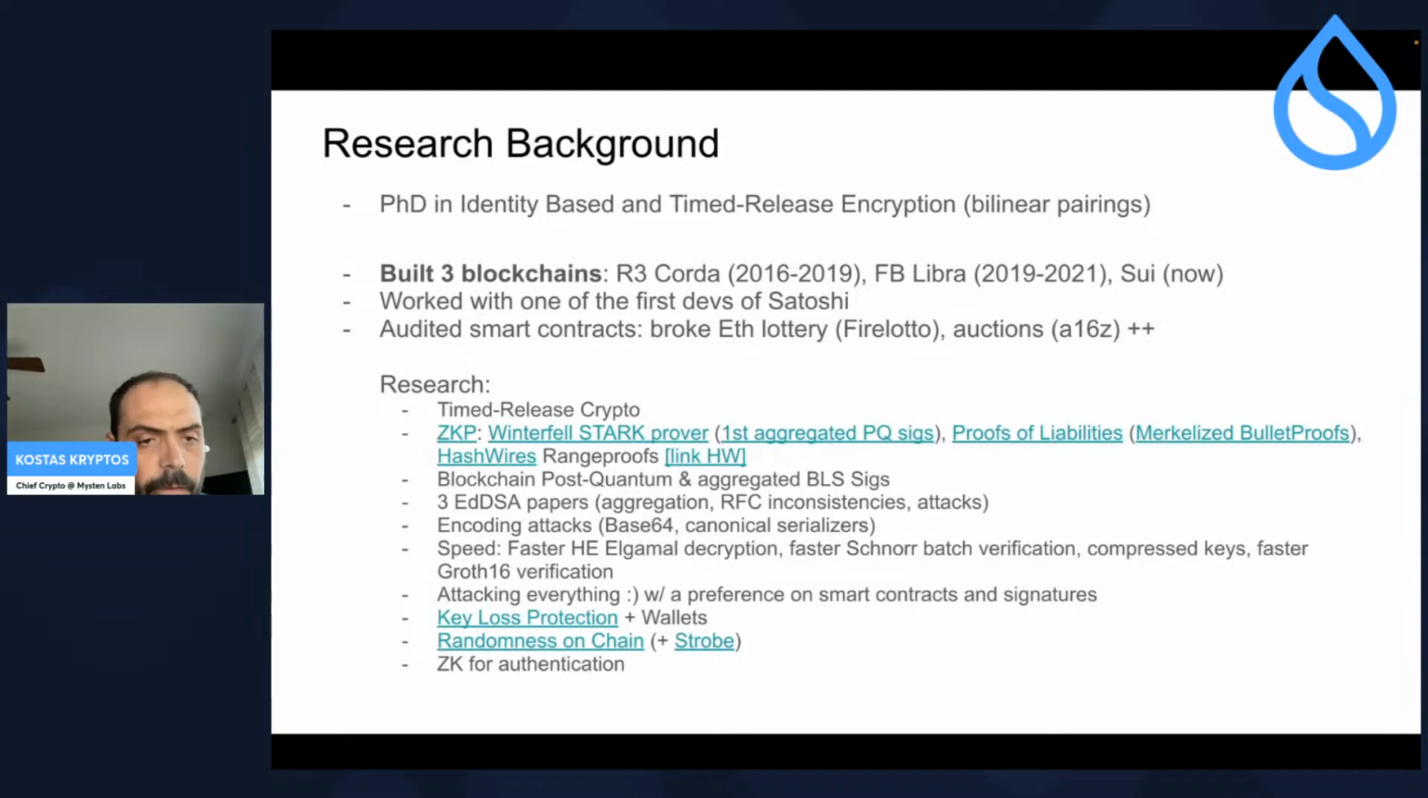And before even that, I started to do, at the same time, some auditing of smart contracts on both Ethereum and, after a while, Sui, Solana, and some other systems. And I managed to break a couple of algorithms. If you search for Fire Lotto and Costas, probably you will find some attacks that I found on some early attempts to create a lottery in the blockchain. And I will explain today how you would do it correctly, even in Sui.